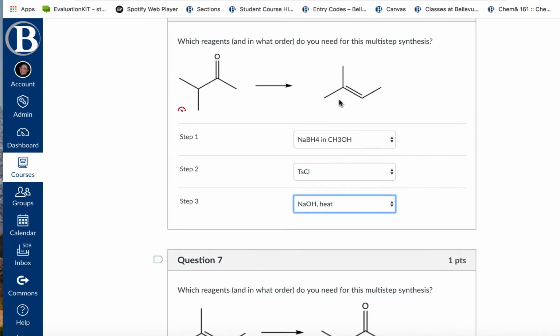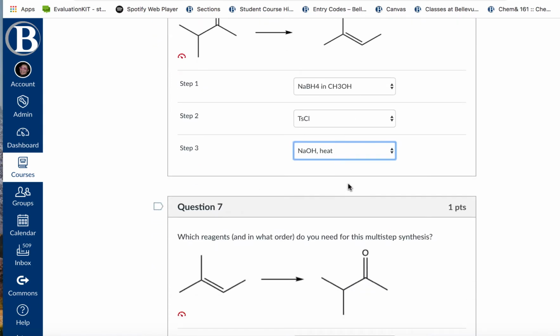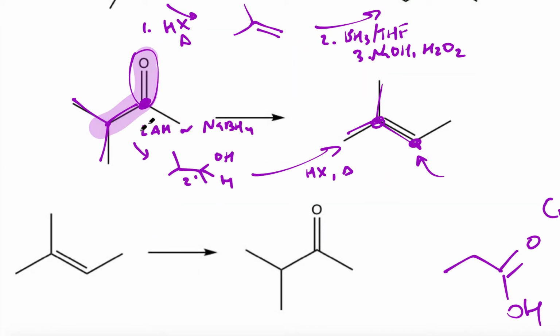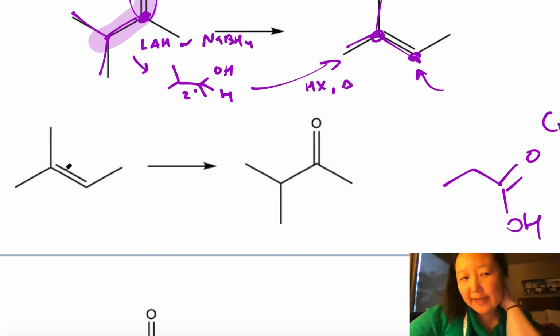Now in this next question, notice it's the reverse of what we just did. So we're going from the alkene now to the ketone. And looking at that more in depth, notice we did a reduction and then elimination. Here, I need to probably do an addition and then do the reverse of reduction, which is oxidation.